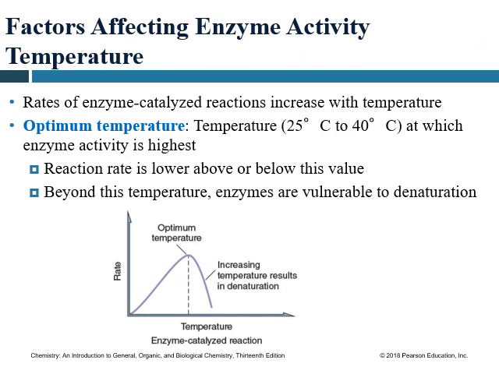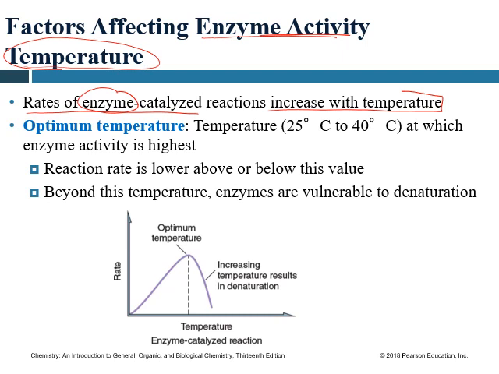Let's talk about the third factor that affects the enzyme activity, which is temperature. So we're going to talk about how temperature affects enzymatic activity. As we know, most chemical reactions normally increase with increasing temperature. The same thing applies here. The rate of an enzyme-catalyzed reaction also increases with temperature, but you cannot keep on increasing temperature because enzymes are proteins, and if you keep on increasing the temperature of the enzyme-catalyzed reaction, the enzyme is going to denature.